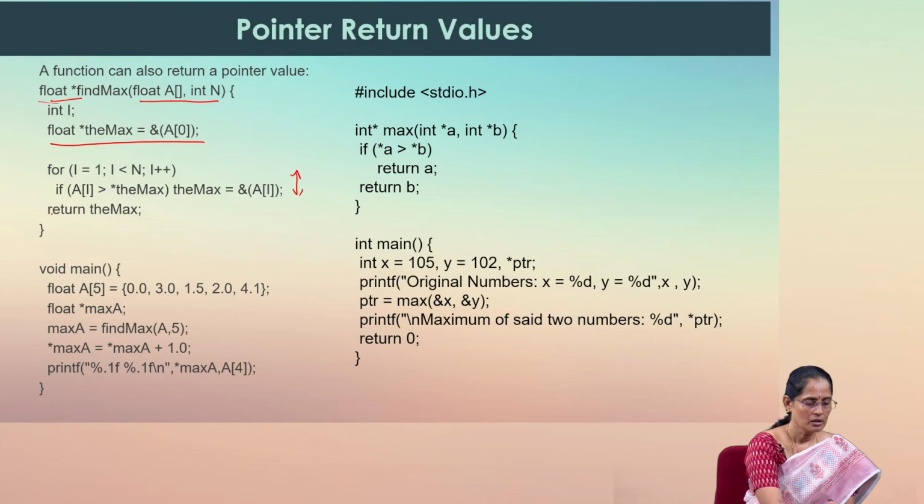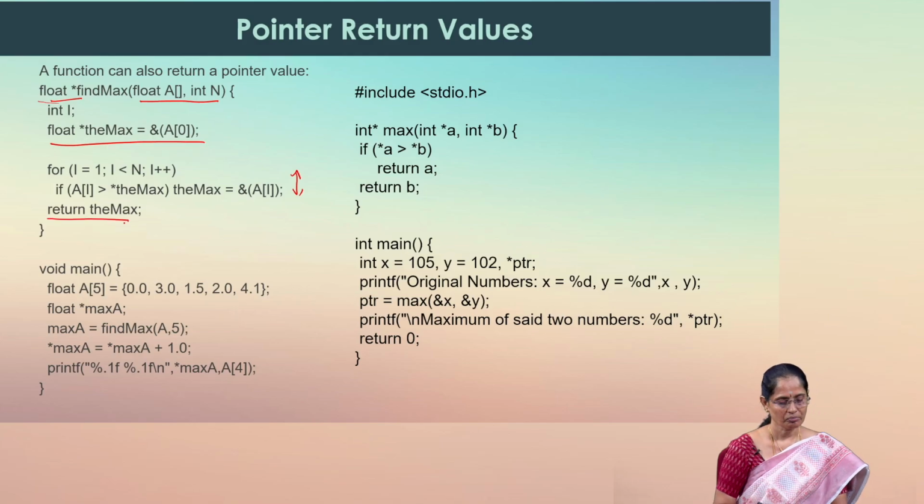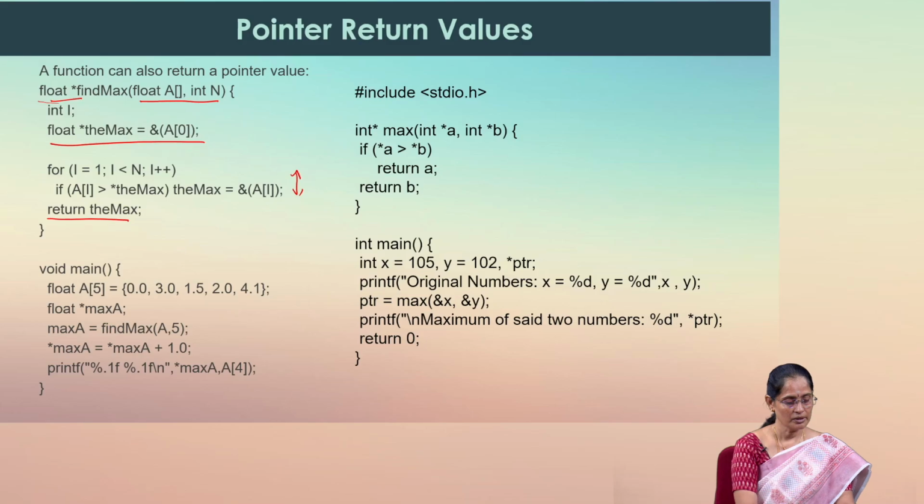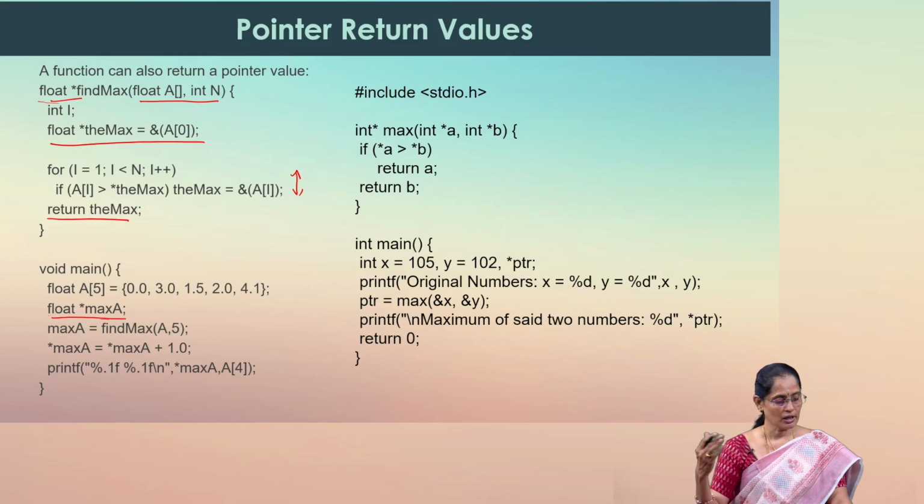So, we return the max from that loop. The max is what? The max is a pointer. We have declared the max as a pointer and we are returning the max, which means that we are returning a pointer from the function. How can we implement it using the main function? We are supposed to declare a floating point pointer, because the value returned from the function is going to be a floating point pointer.